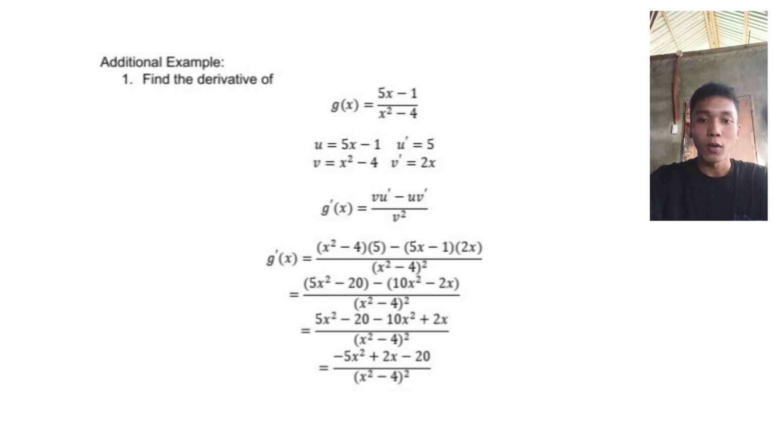Then we need to expand and it becomes x squared multiplied by 5x, so it becomes 5x squared minus negative 4 multiplied by 5, so it becomes negative 20. So then copy the minus sign. Then 5x is multiplied by 2x, so it becomes 10x squared. Then negative 1 multiplied by 2x is equal to negative 2x. Then copy the denominator.